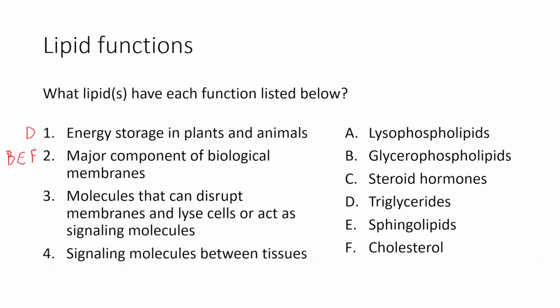So sphingolipids and glycerophospholipids are a big component of the actual lipid bilayer, and then there's a lot of cholesterol in the middle of the lipid bilayer, helping to maintain fluidity. So those are all very important components of biological membranes. All right, so how about number 3? Which ones of these are molecules that can disrupt membranes and lyse cells or act as signaling molecules?